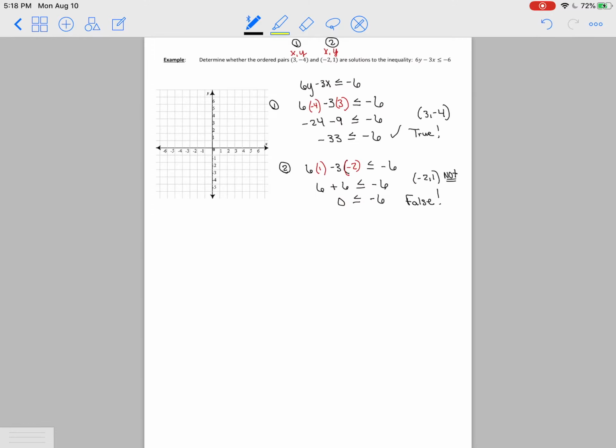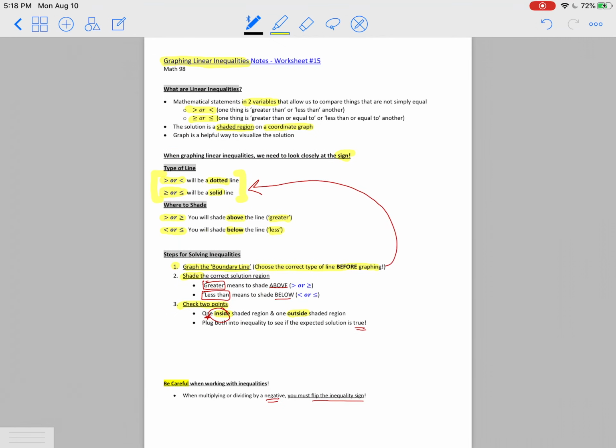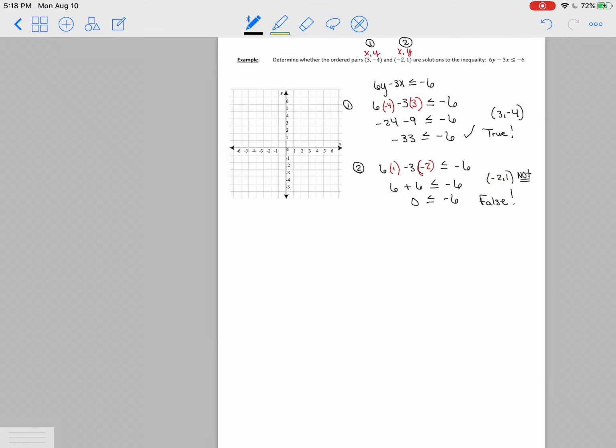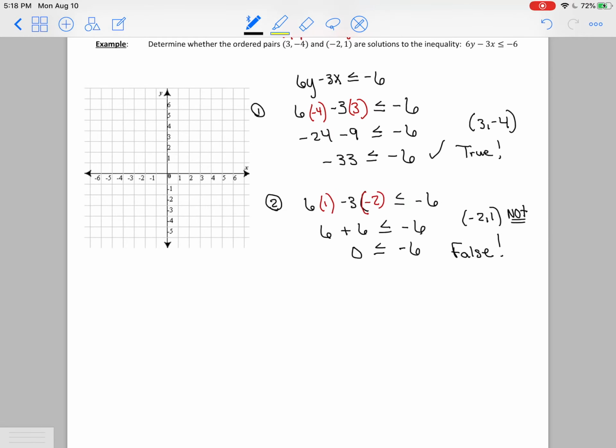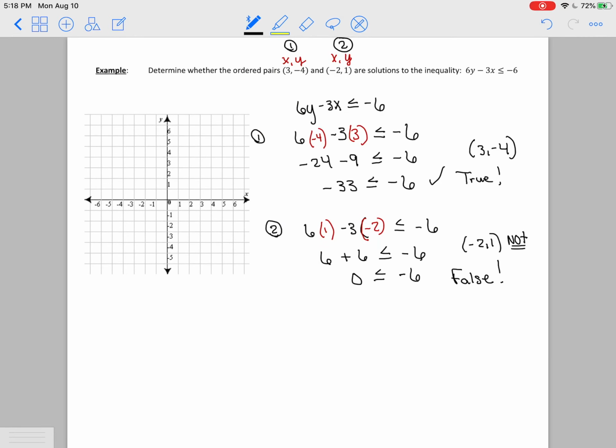It's one of those situations where we think about up here, and we talked about how we check two points, right? We're checking one inside and one outside the region. Well, this would kind of be how we would do that. We would check and say, all right, well, this point would have been one that was inside the shaded region, so inside of our solution, and the second one would be outside. It would not be true.